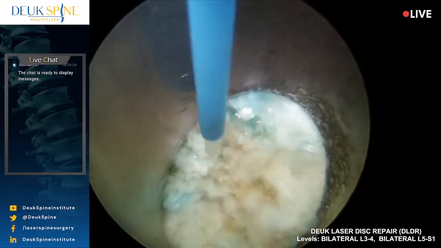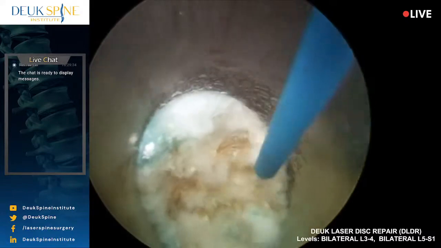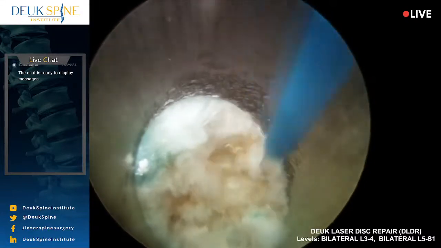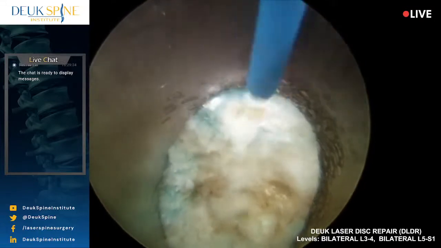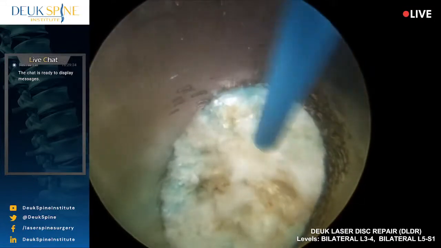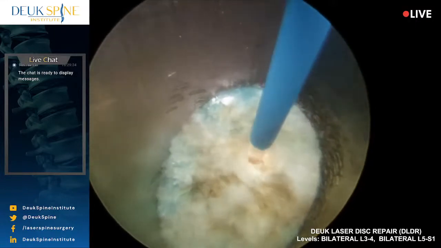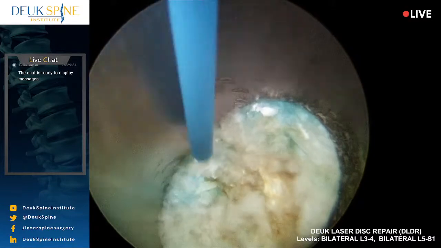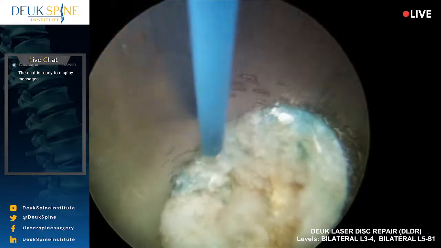Wow, this is quite an impressive herniation. Yeah. A bit of an unusual characteristic, sort of a pinkish color of the herniation. It's interesting. Almost feels like a pillow, like a cotton pillow.